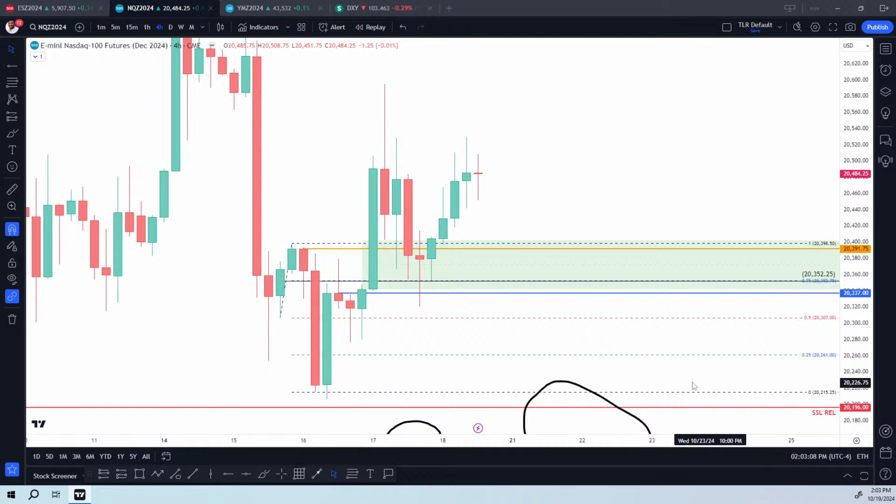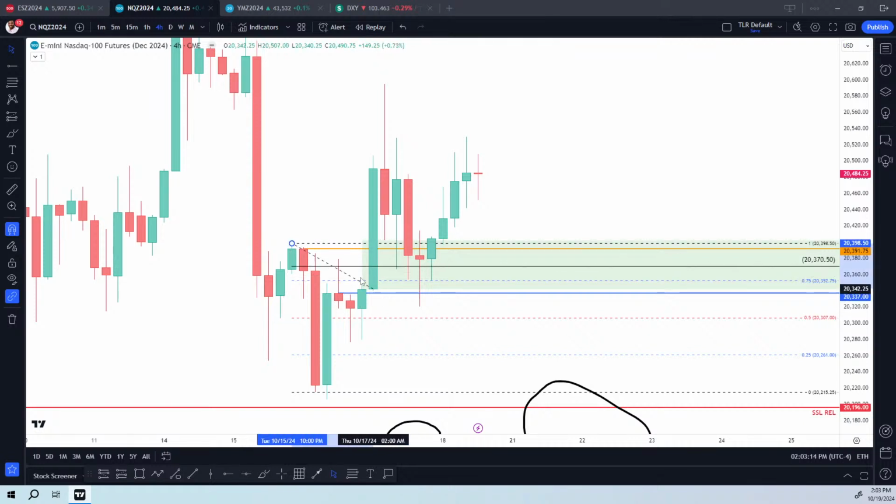So we got 20,391.75. That's the change in state of delivery. We got 20,352.25. That's the mean threshold of that breaker. We got 20,372.25. That's the consequent encroachment of that bullish fair value gap. Right, so those are all the key price levels.